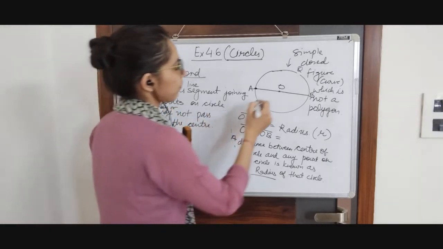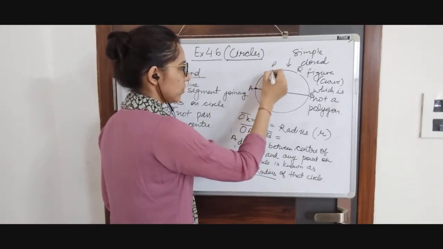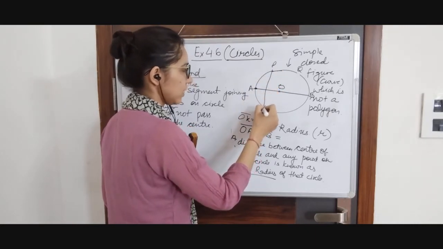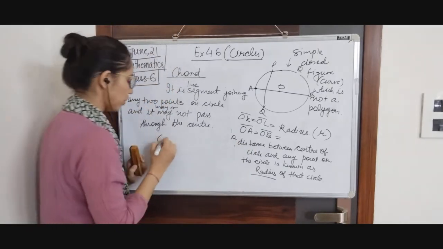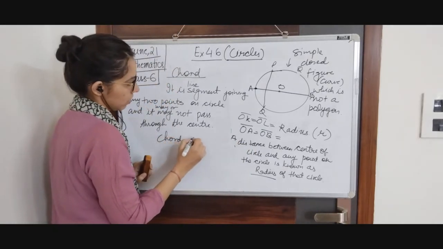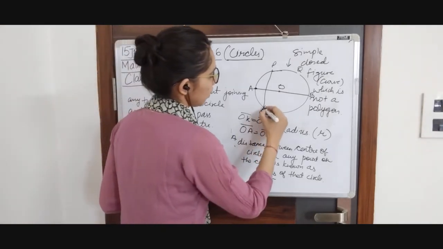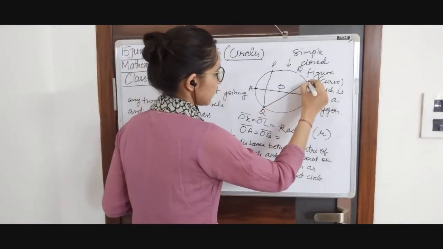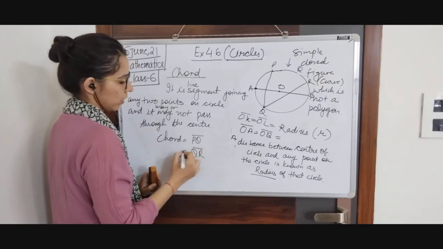Okay. Suppose we are taking 2 points. This is P, this is Q. So this line segment PQ is a chord. So an example of a chord is going to be PQ, this line segment. Suppose we drew another line segment like this, QR. It is also a chord.